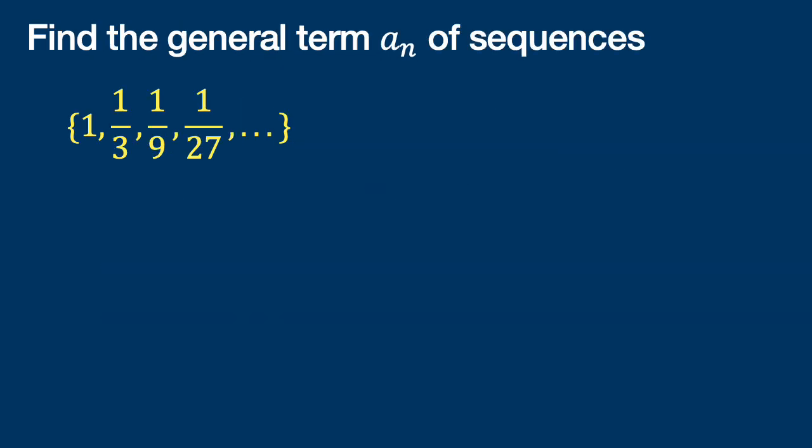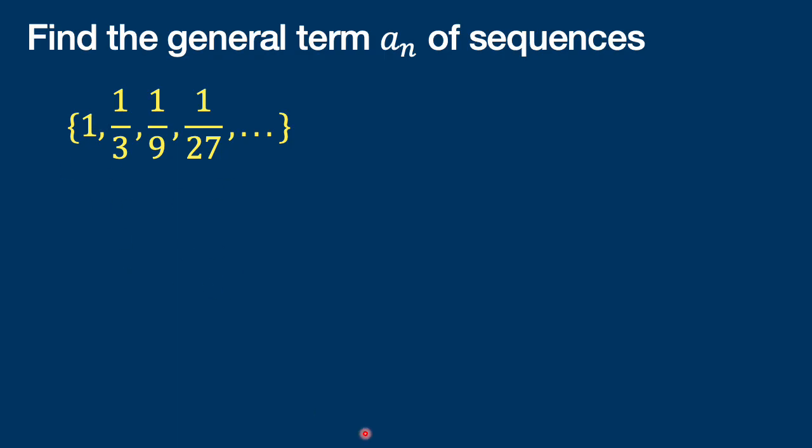In the previous example, we found each term from the first term to the third term. Now I give you a list of numbers, and you're going to find the general term. A sequence is a pattern. They have rules. So you have to find the pattern or rule.